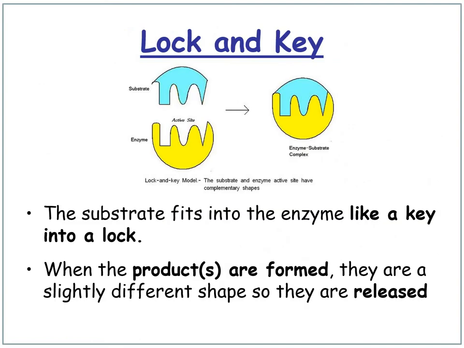So lock and key, this is where the substrate fits into the enzyme like a key fits into a lock of a door. And then when the products are formed, they are a slightly different shape and therefore they will get released. So lock and key, substrate fits into the enzyme like a lock and key, the reaction happens and then the products are released. The substrate has a complementary shape to the active site.